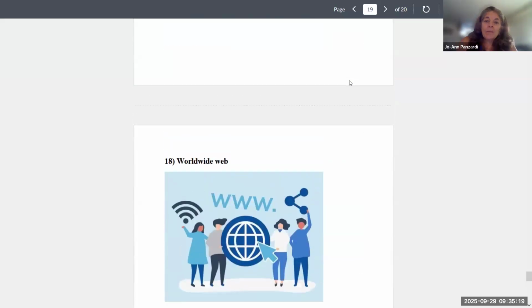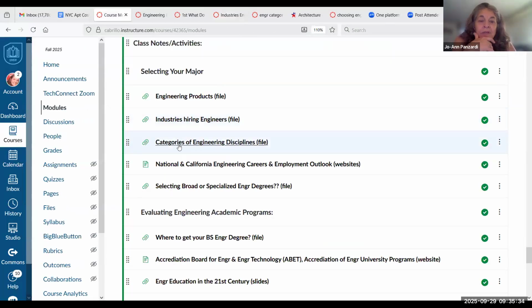And there are companies throughout Santa Cruz and Silicon Valley that are in various industries and they hire engineers. So that's something else I want you to look at. I'm going to minimize again, going back to the course module. So the next thing I want to do is show you a table that we created that shows many different categories of engineering.